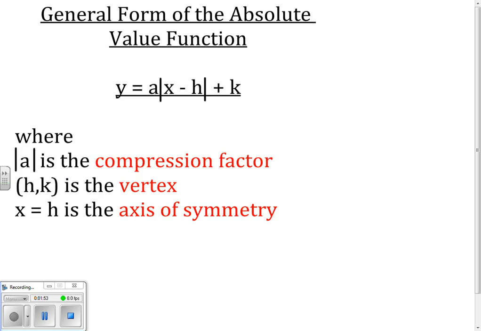General form of the absolute value function is written there for your use. I'm pretty sure there's spots on your notes for it. Couple of things for you to consider. A is the compression or stretch factor. There's a typo there. (h, k) is the vertex, and x equals h is the axis of symmetry. So I'll show you what I mean by that in 1 second, but all of that information is there for you to write down.